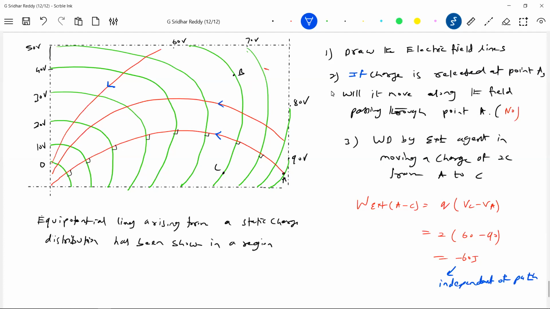Sir, how can you say it is a conservative field? Look at this: the field produced by static charges must be conservative. We are getting some very generalized conclusions there.